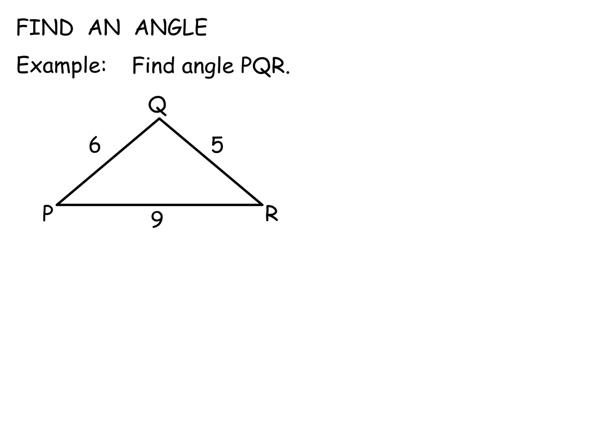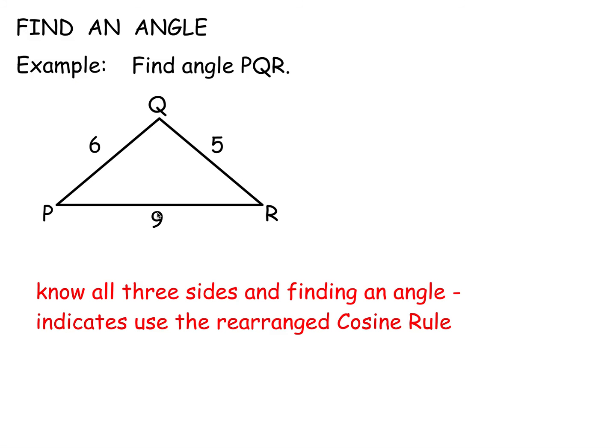So here's an example. We've got all three sides. We're trying to find out a missing angle. That tells us to use the rearranged form of the cosine rule. To find angle PQR, that is the angle at Q. So we want this angle here, opposite is a 9. So we get rid of the lettering, P, Q and R, and we change this Q into A. And opposite side A, the 9 is side A. So we know three sides, we're finding a missing angle, it's the cosine rule.